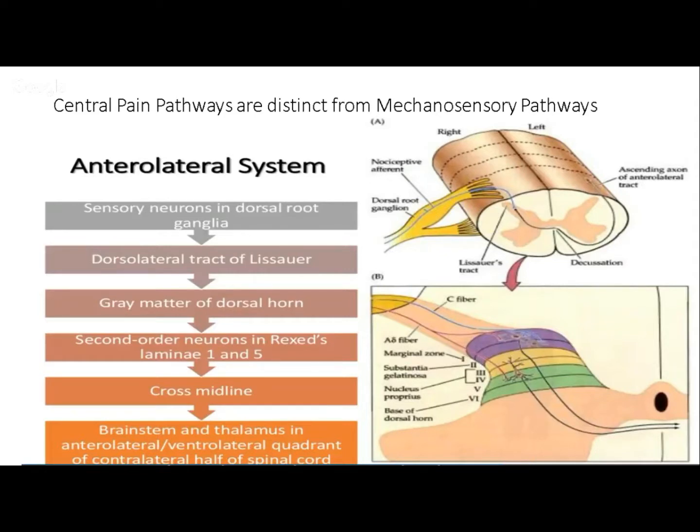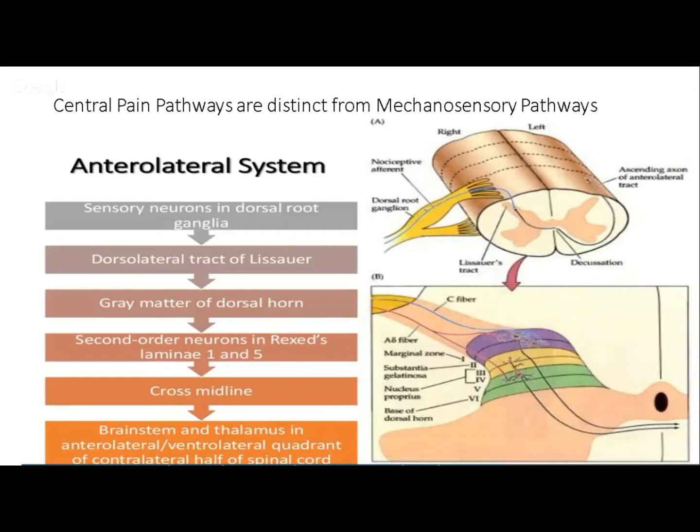So central pain pathways are distinct from the mechanosensory pathways. I think you've dealt with some of this as a part of your neuroanatomy lecture. You guys not so, but this is a pathway that you're pretty familiar with. You have the dorsal root ganglion, and you have the axon here, the central pathway and the peripheral pathway. The peripheral pathway is where you have these receptors, and the central pathway goes into your dorsal horn, and you have the laminae that are present here.